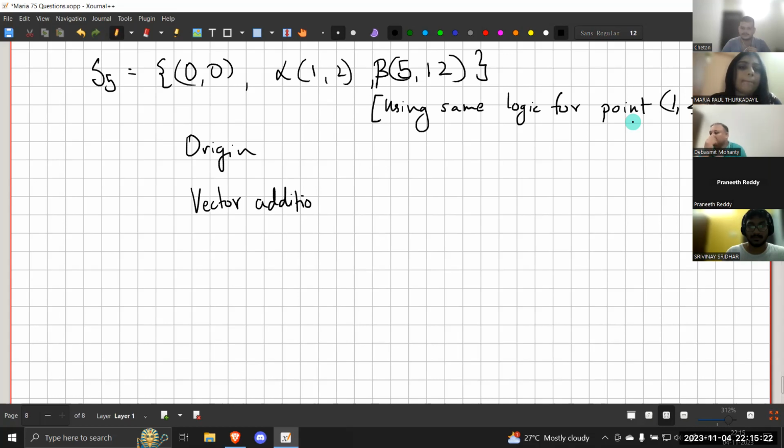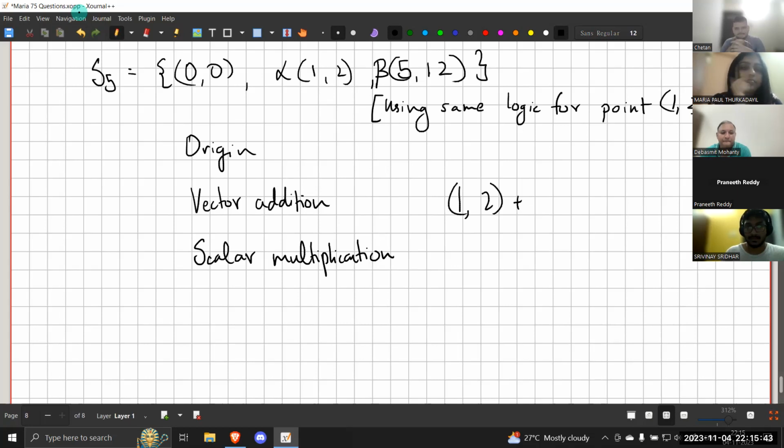Why? Because if we add the linear combination of those two, let's take alpha as one and beta as one. Then if we add both the vectors, we get the vector 6, 14, which is not in these 3 points. So if I take my vector 1, 2 and my vector 5, 12, I get 6, 14, which is not part of this subset.